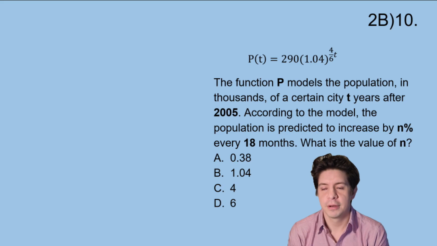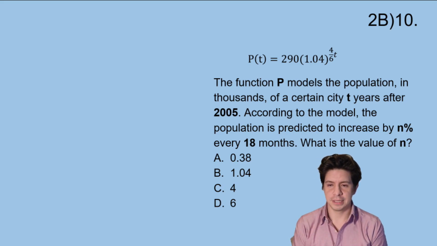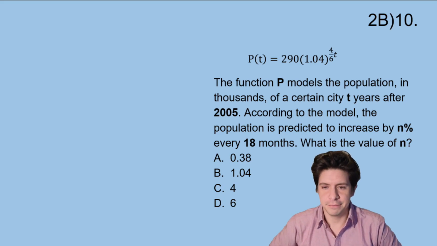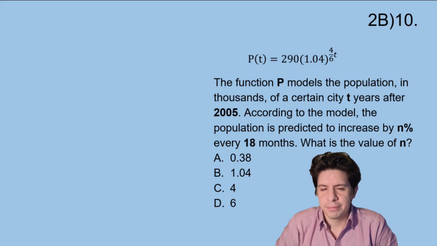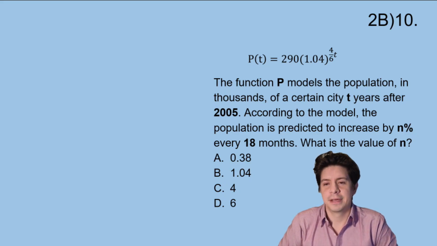The function P models the population in thousands of a certain city T years after 2005. According to the model, the population is predicted to increase by n% every 18 months. What is the value of n?